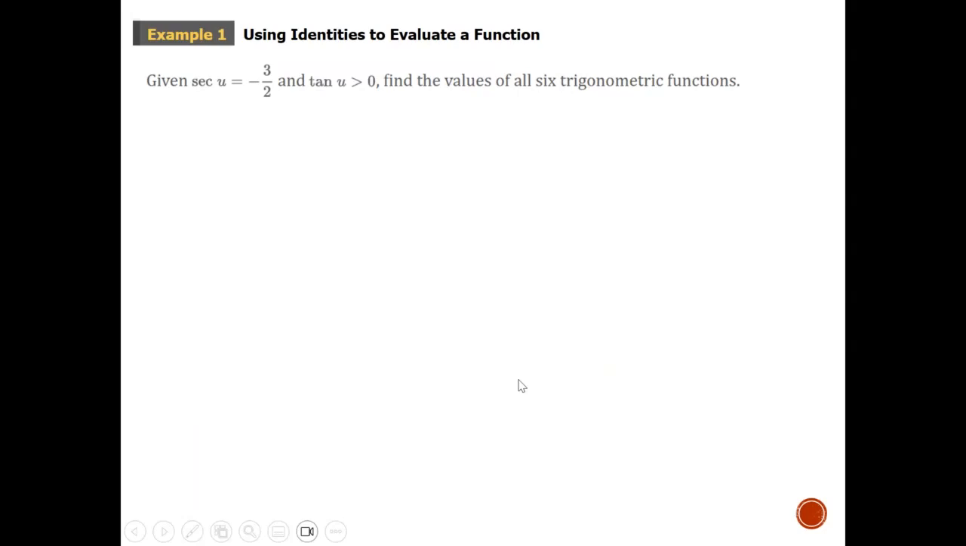Example number 1. It says using identities to evaluate a function. I believe we already did this in the second week, but we did it by using the right triangle. Now they want us to use the identities. Given the secant of u equals negative 3 over 2, and the tangent of u is positive, meaning more than 0, find the values of all 6 trigonometric functions.